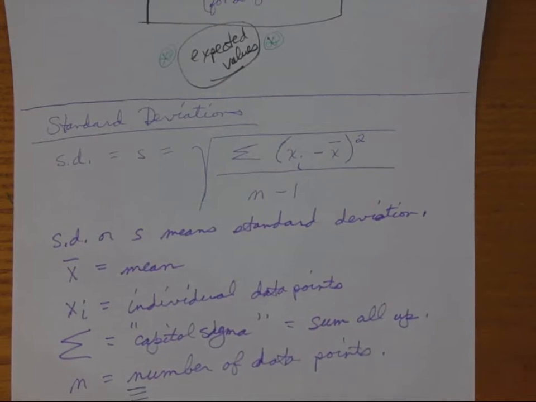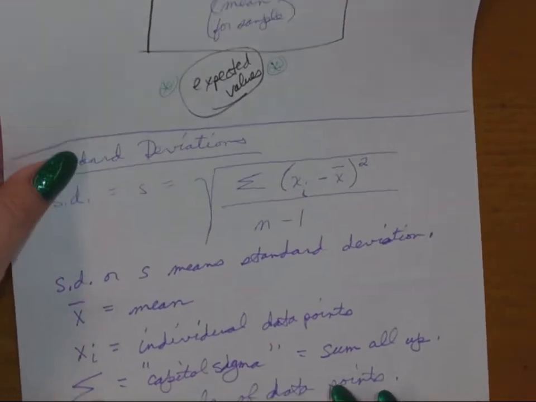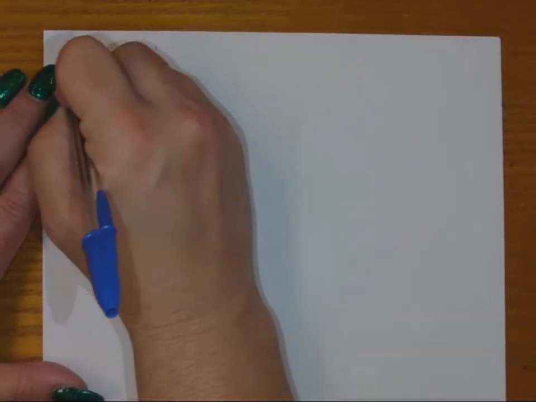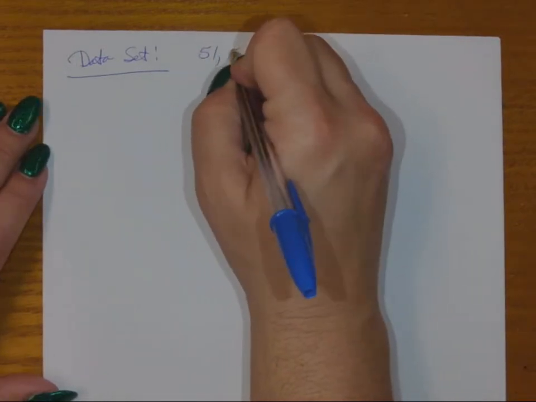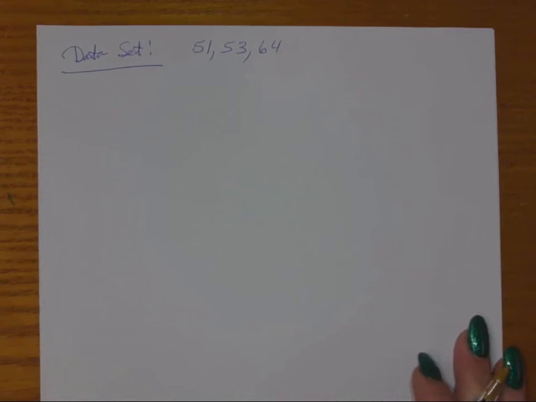Let's do a really small data set because these numbers get crazy fast. Let's say our newest data set is 51, 53, and 64. It's just 3 data points. Trust me, we don't do very large data sets like this by hand because this gets really big really fast. 3 data points will be enough here.